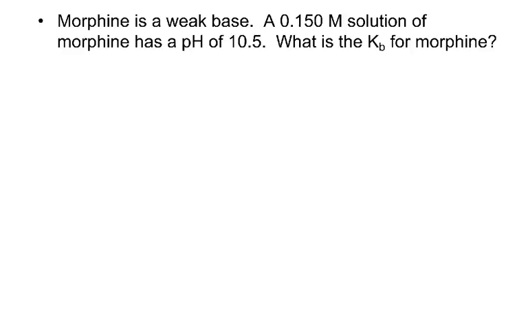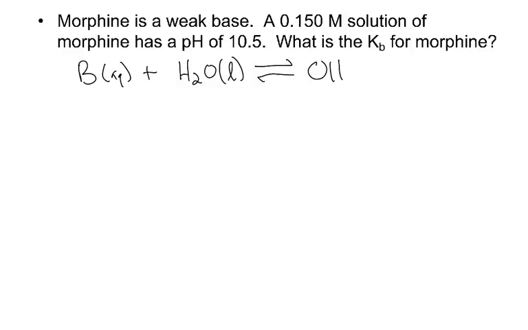So the first thing I need to do is write down the equation. They didn't give us the formula for morphine. So oftentimes what we do for generic bases is just use B to represent that base. So B will be my morphine. And we're going to react that with water. If this is a base, then it's a proton acceptor. So it's going to steal one of the protons from the water, leaving us with a hydroxide ion. And if it stole that hydrogen ion, it's going to become BH+.